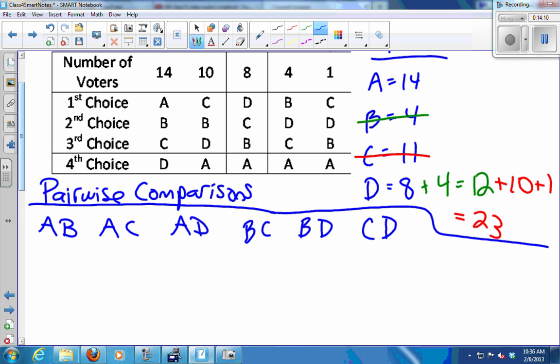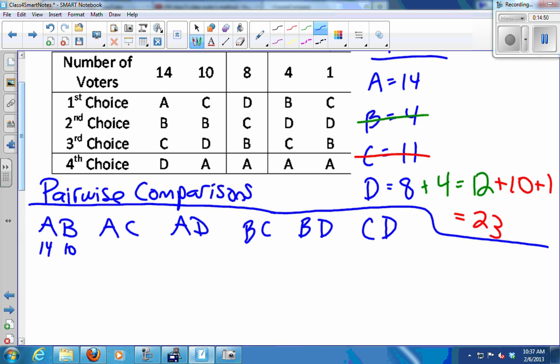In A versus B, in every matchup, we're going to force all, what was it, 37 voters to choose between the head-to-head candidates. So these 14 people, if they had to choose between A and B, who would they pick? A. And these 10 have to choose between A and B. Who do they pick? They would pick B because they have B ranked above A. So we give 10 votes to B.